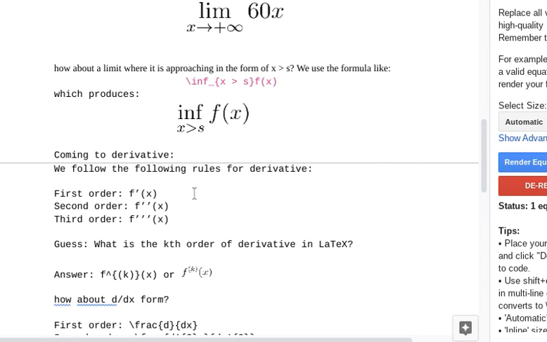What is the k-th order of derivative in LaTeX? So, the answer is like this, f^{(k)}(x), or this.